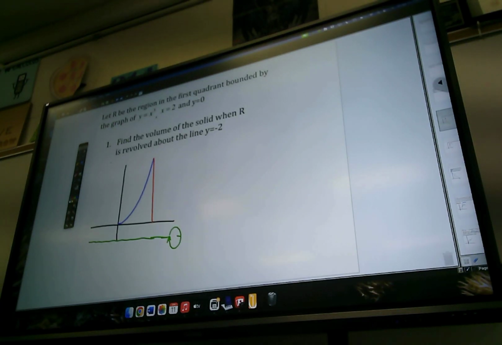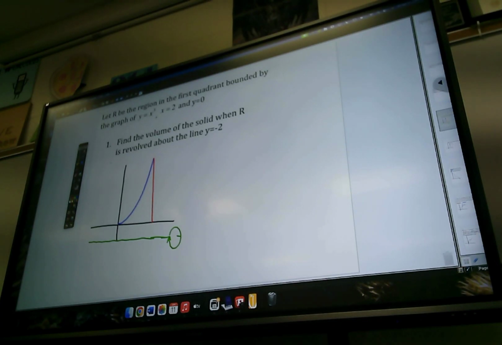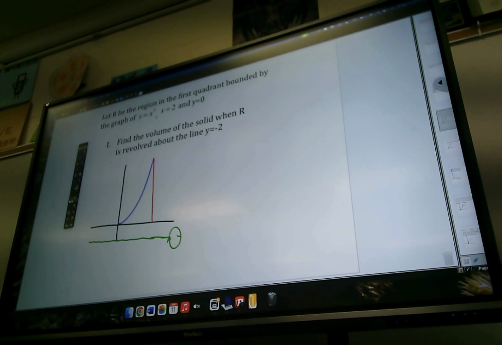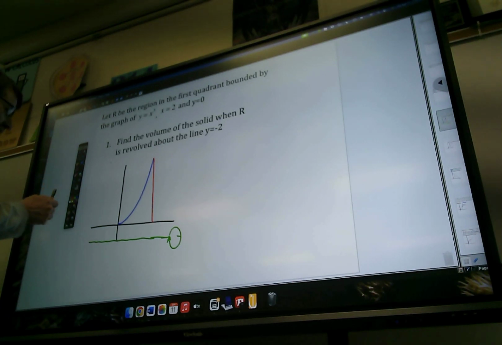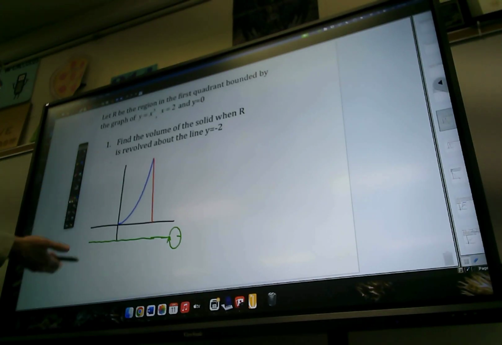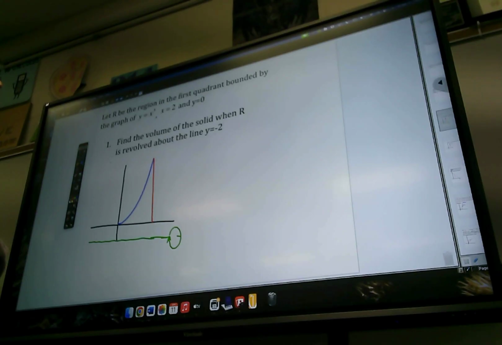So it says let R be the region in the first quadrant bounded by the graph of y equals x to the third, x equals 2, and y equals 0. It says find the volume of the solid when R is revolved around the line y equals -2. So the first thing I'm going to do is I'm going to usually use shells with this. And the reason is that radius is a lot easier to set up.